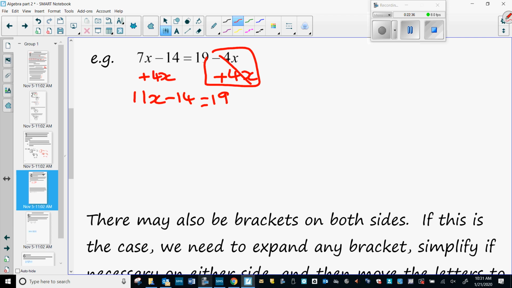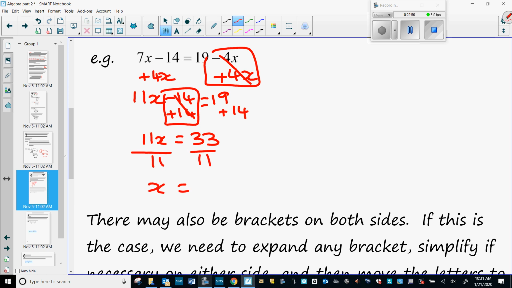So what's the first thing we need to get rid of now? The negative 14. Good, so we're going to add 14 to both sides. This has disappeared. So we've got 11x is equal to 33. And now we're going to divide both sides by 11. So x is 3.